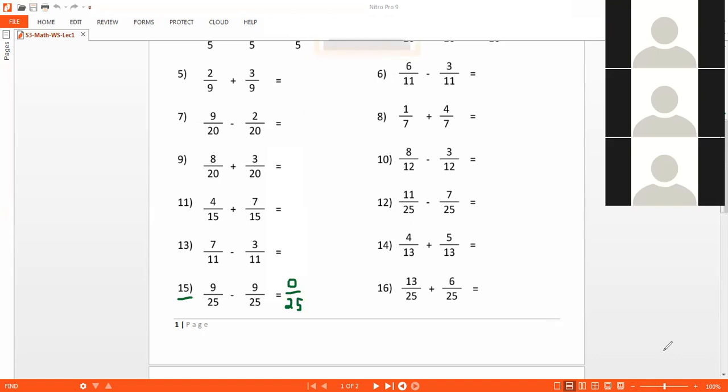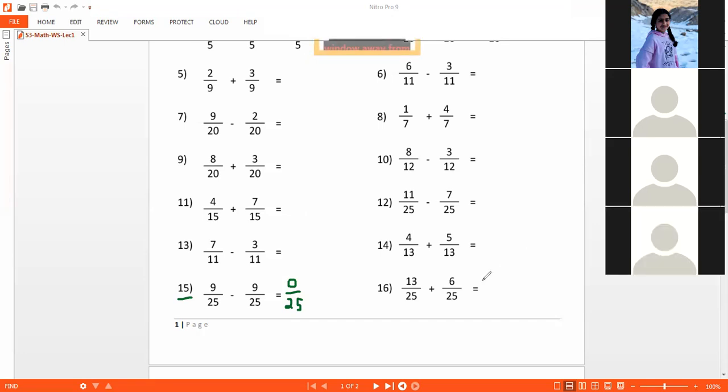Hassan. Yes. Yalla 13 over 25 plus 6 over 25. 19 over 25. Excellent. It's 19 over 25.